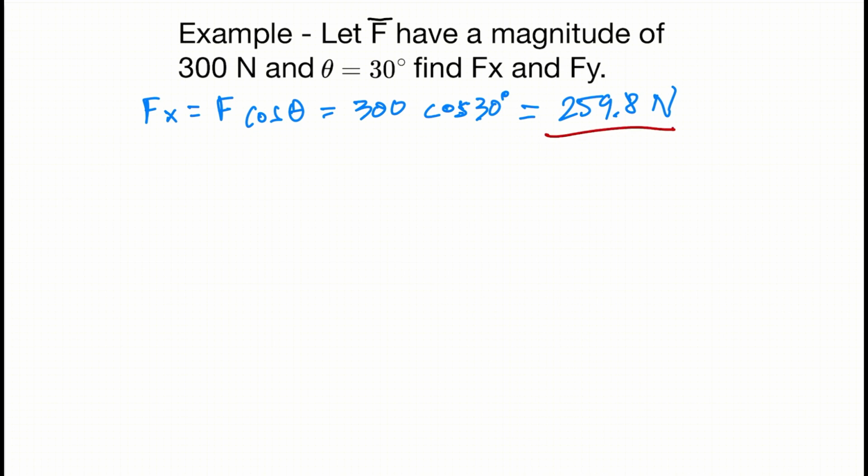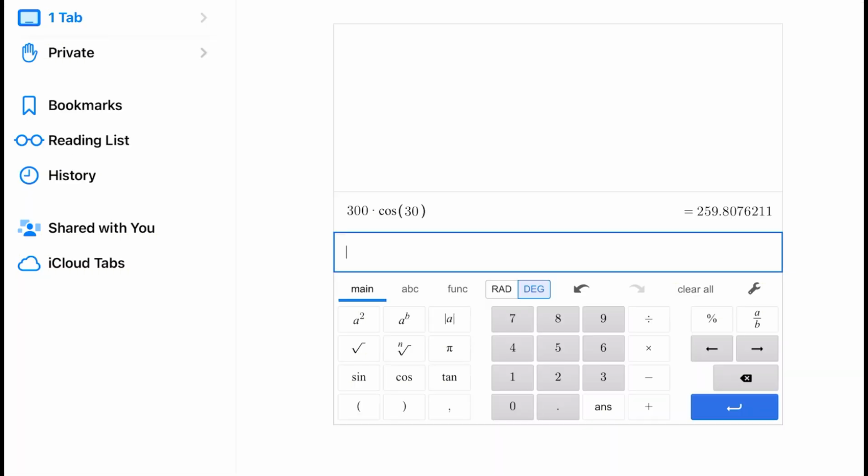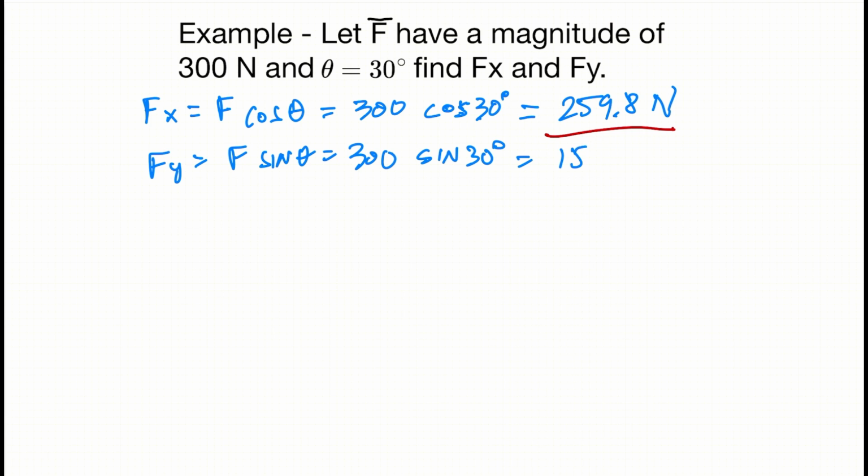Now we're going to go through the same procedure for the y component. So f of y is equal to f sine theta, which is equal to 300 times the sine of 30 degrees. Let's go back into Desmos and do that math. So now we take 300 times, in this case, the sine of theta, and we're in degree format. So that gives us 150, which is equal to 150 newtons. So there's our y component.